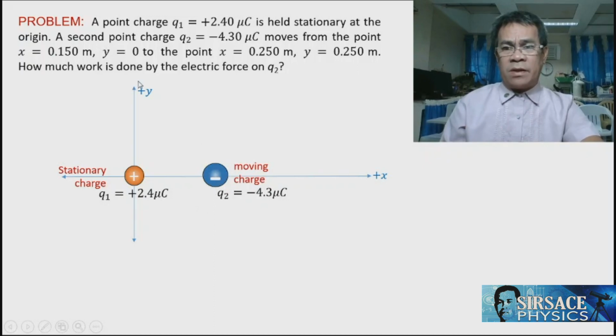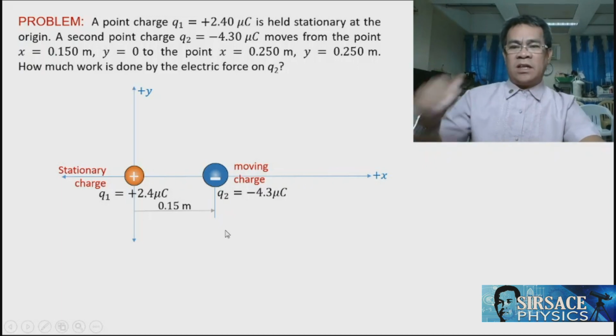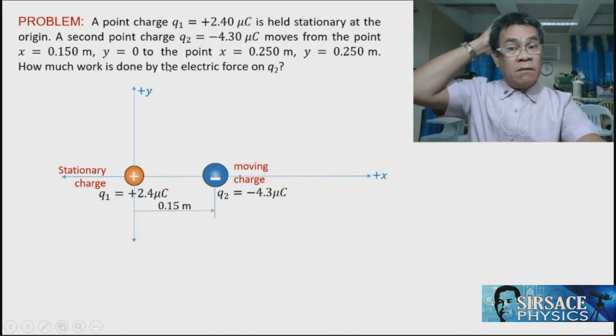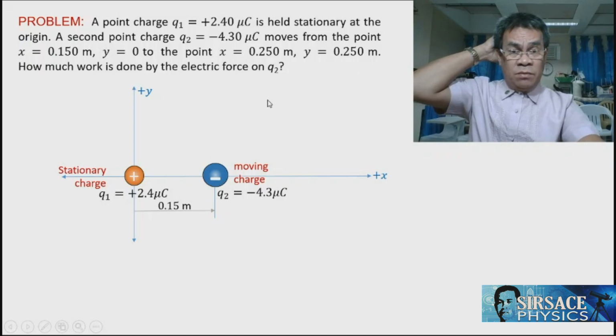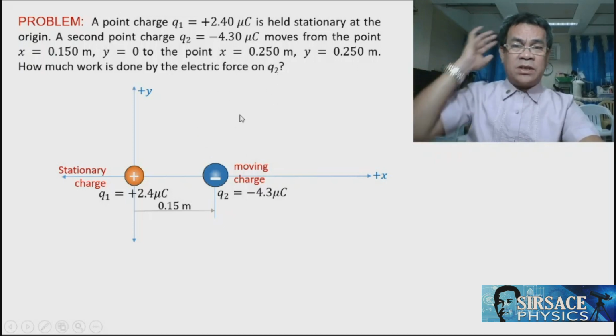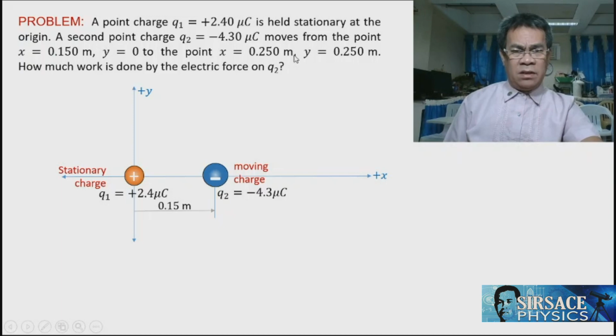According to the problem, this negative charge starts from the initial position of x equal to 0.15 and y equal to 0. So this is lying along the positive x-axis, at a distance of 0.15 from the origin. The problem says that this charge moves to the final position of 0.25 meter for x and 0.25 meter for y. So this is found in the first quadrant, positive, positive. So therefore, this is the position.